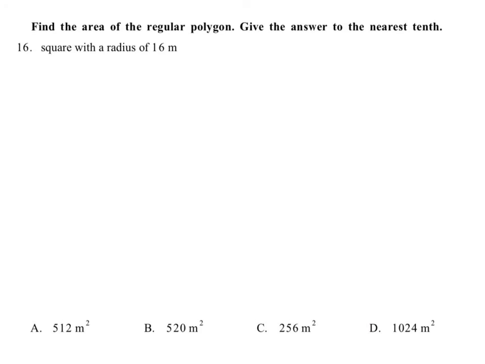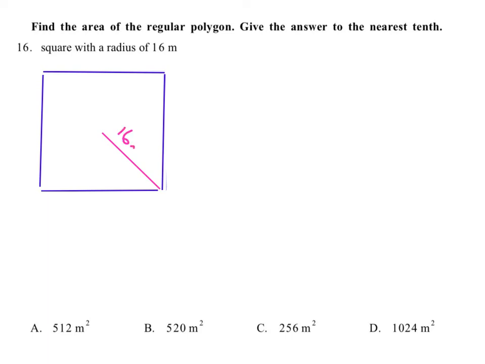Okay, so let's draw the square first. This will be helpful to do. Okay, and why did I want to draw the square? If we had a radius, which is coming here from the center and going out, and they're telling us that that has a radius of 16 meters. Well, they're asking us to find the area to the nearest tenth.